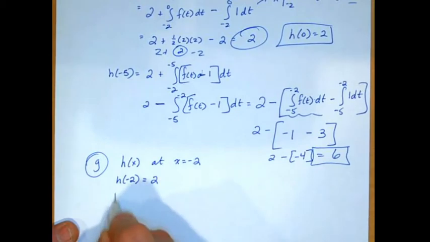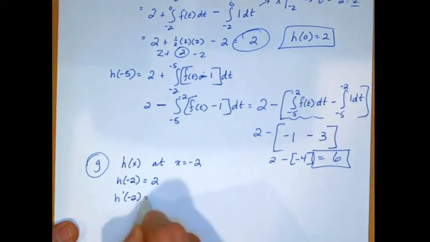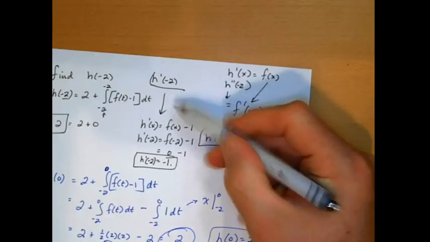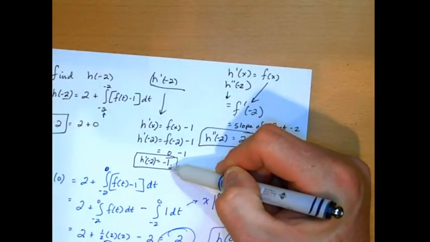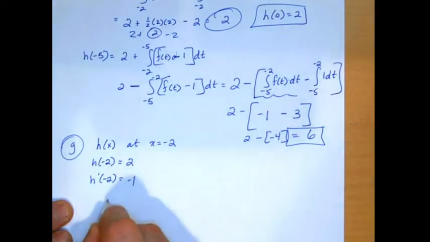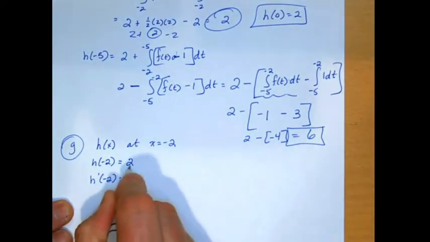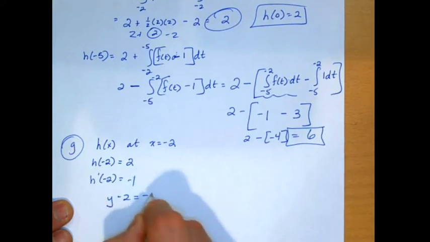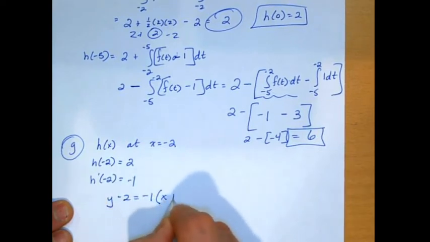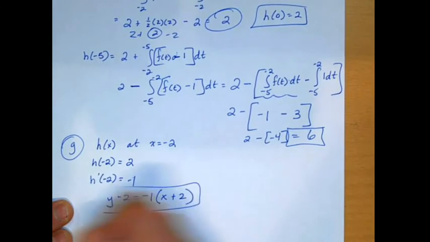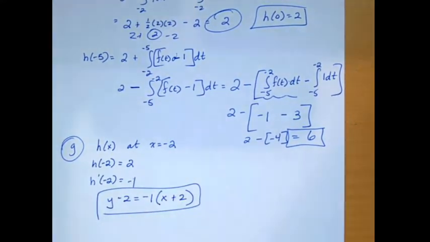And I think I had the slope at negative 2, which is negative 1. So h prime of negative 2 is negative 1. So here's my equation: y minus 2 is negative 1 times x plus 2. That is the equation of the tangent line. If it said approximate, then I'd throw in a number. That's the only thing that you need.